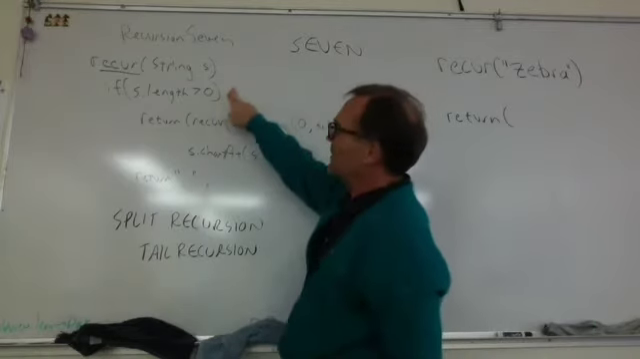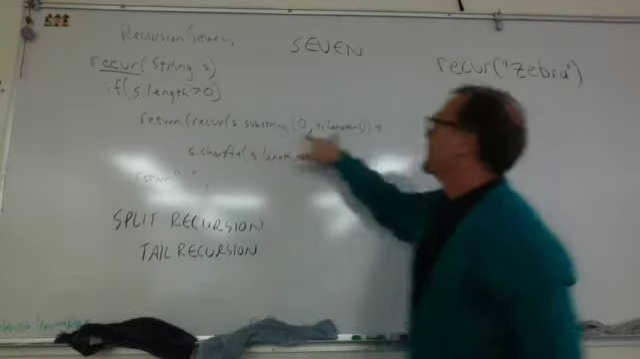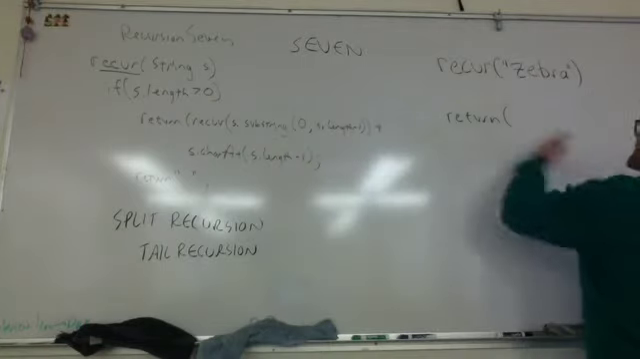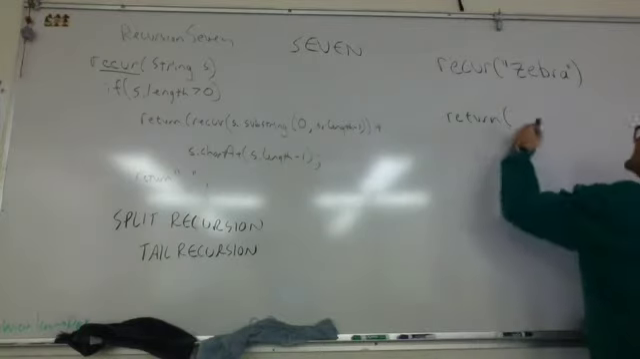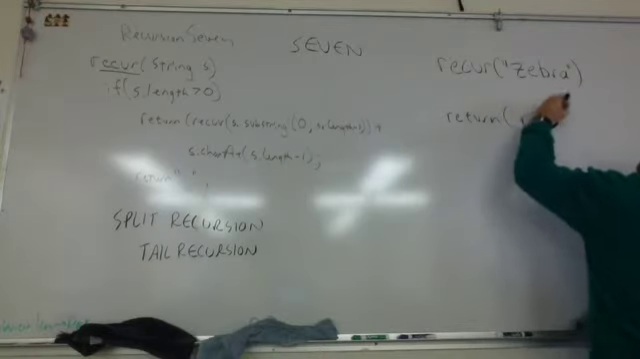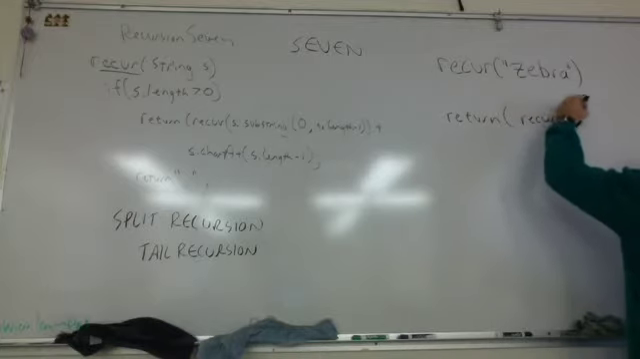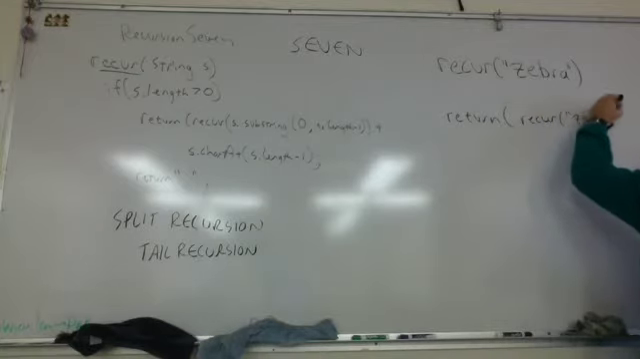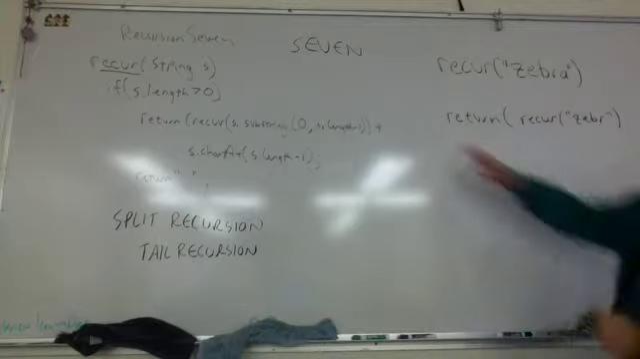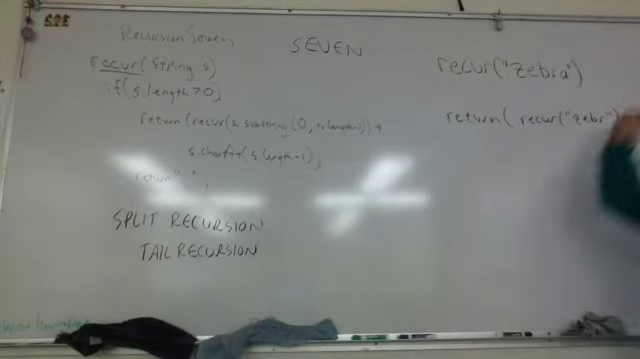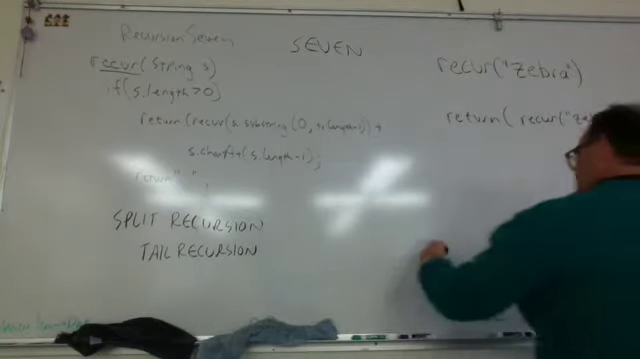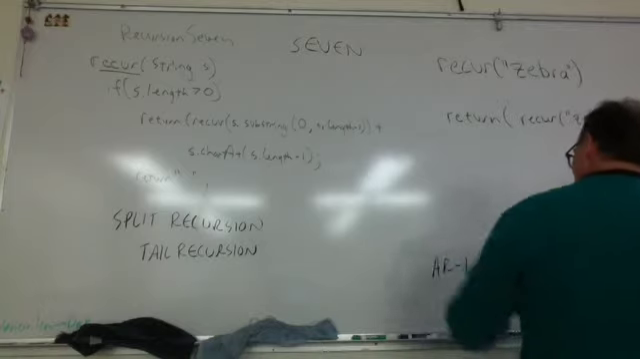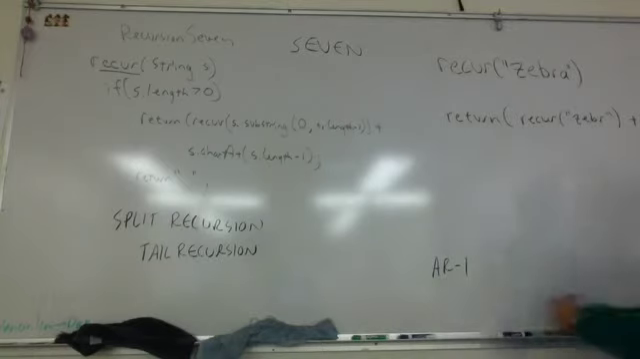If length is greater than 0, we call the recur with a substring, everything but the last character. So we call recur with ZEBR, plus the last character. So EA is there. And that's what the stack calls activation record 1. The first method call returns that.